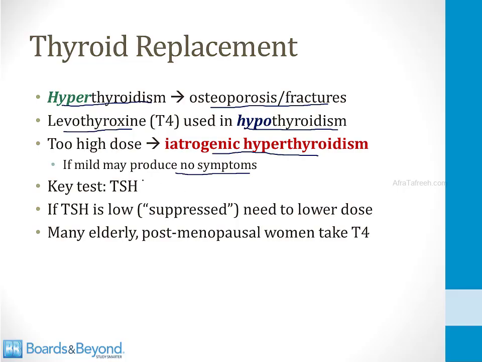So what this means is a key test in anyone on therapy with levothyroxine for hypothyroidism is the TSH. If the TSH is normal, it means the patient is euthyroid. However, if the TSH is low or suppressed, it means the patient is taking too much thyroid replacement and they are at risk for osteoporosis, and you need to lower the dose. And this is a big problem because many elderly postmenopausal women take T4 for hypothyroidism, and if it's not dosed appropriately, it will accelerate bone loss.